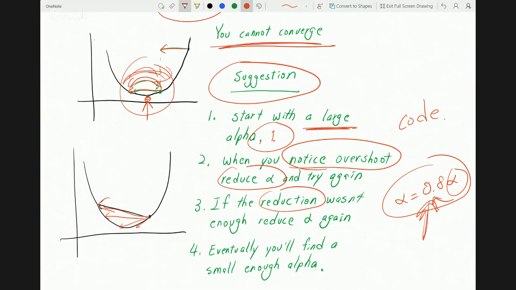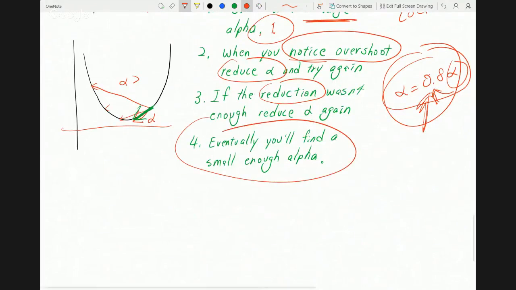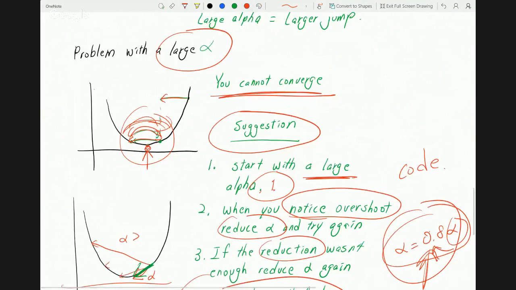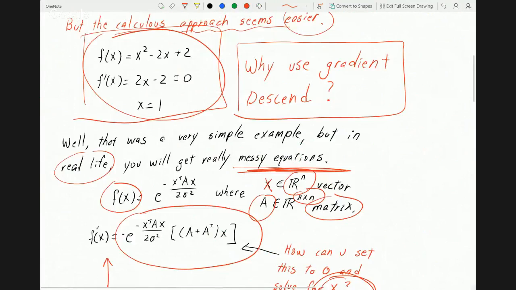So you just put it in a loop, reducing alpha until this looks like this rather than something like this. Let me draw that again. You don't want this, because that just means alpha is too big. So you keep reducing alpha until you see something that looks like, I'll use a different color, this right here. That's what you want. Eventually you'll find a small enough alpha and you can keep going. And that's basically the general idea of how gradient descent works.